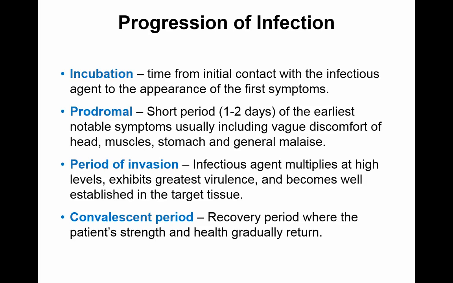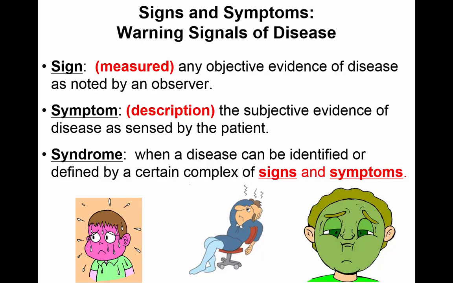You start feeling better. Now here we're looking at signs and symptoms, and they are not the same thing. They are different. A sign can be measured. It's the data or the numbers. It's objective evidence of the disease. A symptom is just a description. It's very subjective, how the patient describes how they feel.